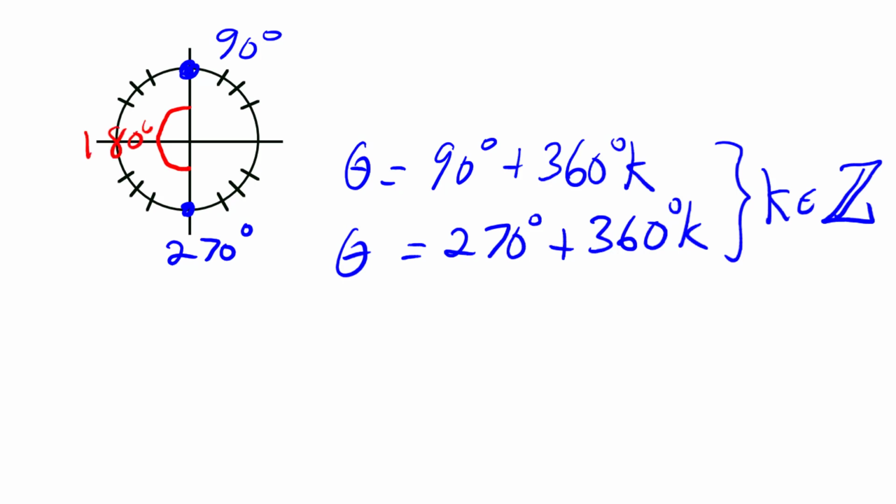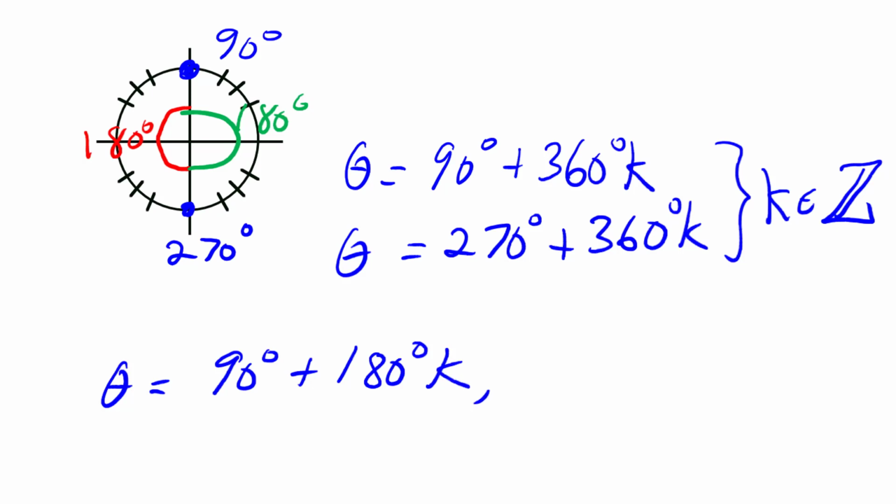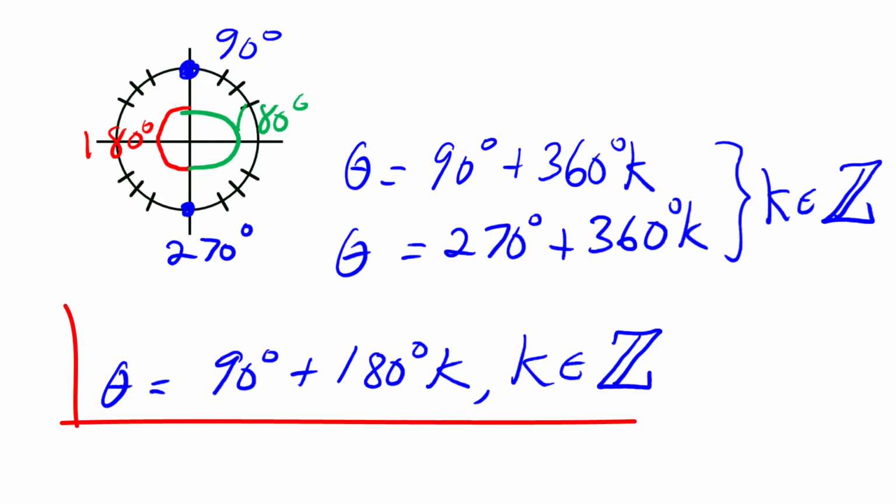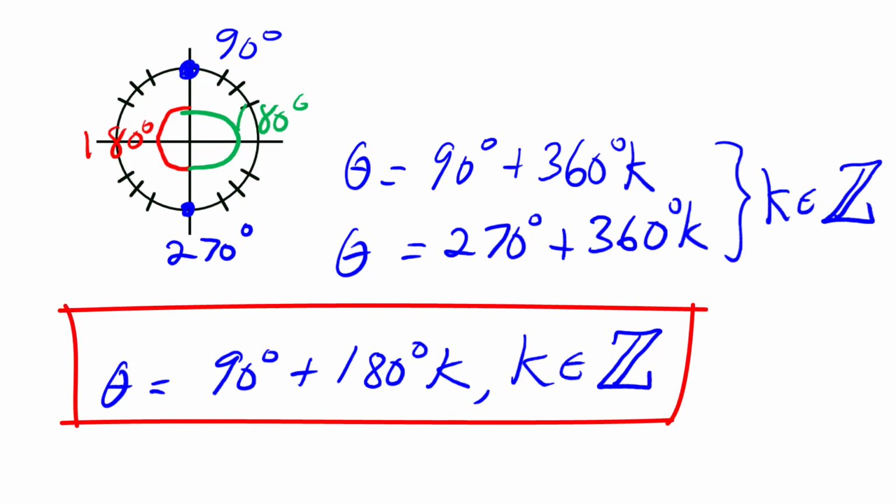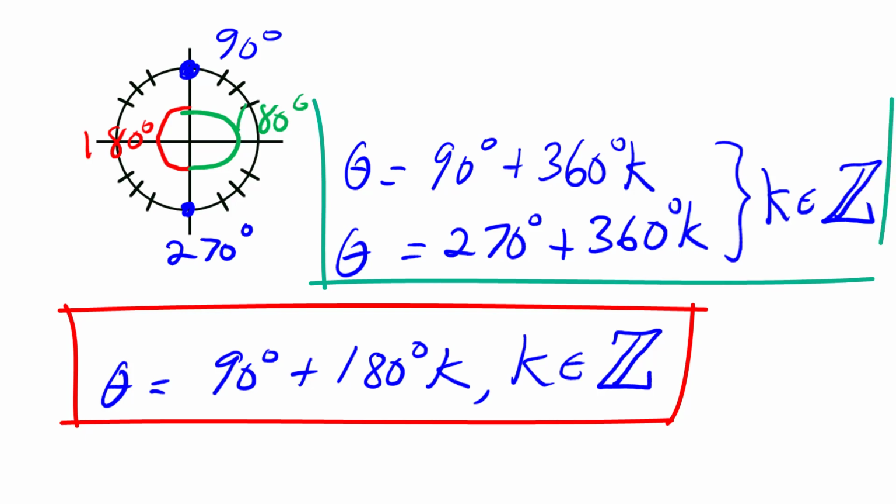However, in this particular case, notice that these solutions are 180 degrees apart. 90 plus 180 gets us to 270, and if we add 180 again, we get back to the location of 90 degrees. So we can actually abbreviate this as theta equals 90 degrees plus 180 degrees k. Again, k is an element of Z. Now, both solutions are fine, but it's nice to know that we can abbreviate them.